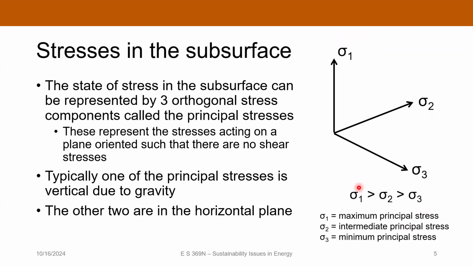In the subsurface, usually one of your principal stresses is going to act vertically, and the reason for that is gravity always imparts a force in the subsurface. And so that's often, but not always, going to be aligned with one of the principal stresses. And so because one of them is usually vertical, that means the other two have to be in the horizontal plane, because that's going to be orthogonal to the vertical one. There are some exceptions to that, but generally you can think of one of these always being vertical.